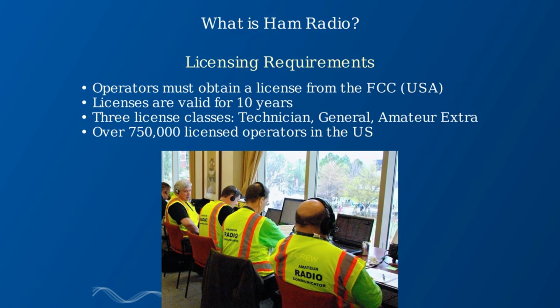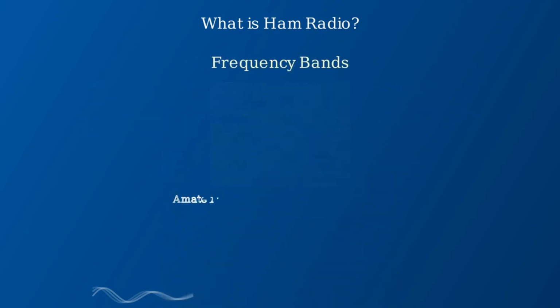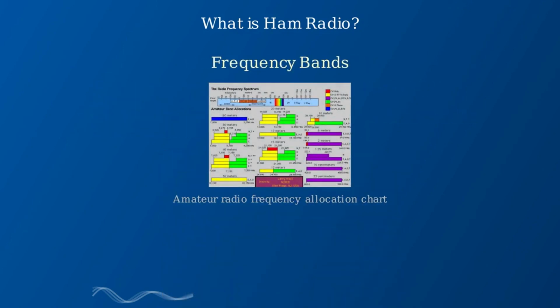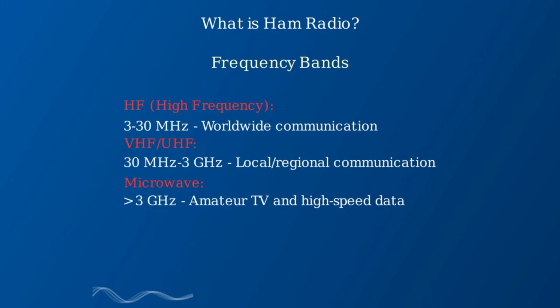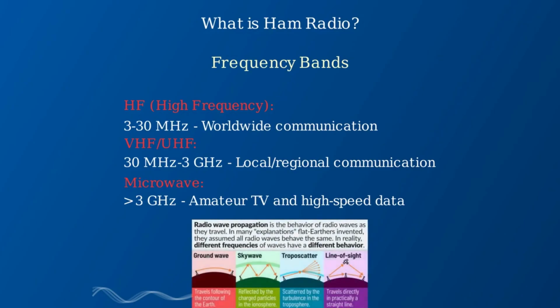alone. Ham radio uses specific frequencies allocated by the FCC in the U.S. and the International Telecommunication Union globally. These frequencies include high-frequency bands for worldwide communication, VHF and UHF for local or regional communication, and microwave bands for amateur television and high-speed computer networks. Radio waves propagate differently depending on frequency, enabling various types of communication across different distances.